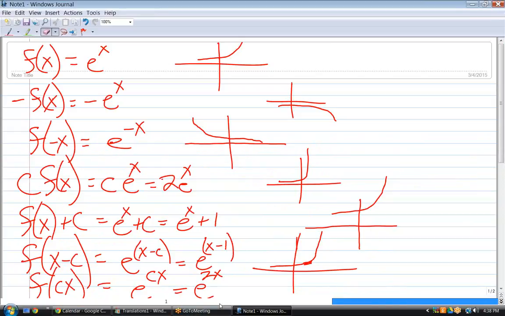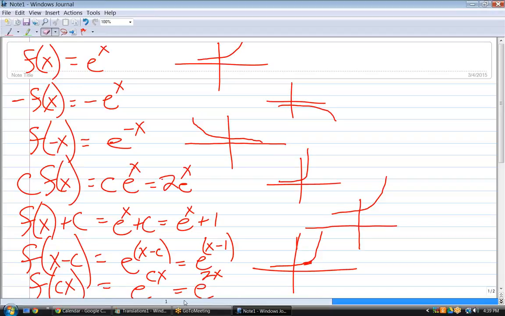And this is also a great illustration as to why f of x is better notation than y. If I use y here, well, I could still say minus y there, but I couldn't say y of minus x. I could say c times y, and I could say y plus c, but I couldn't say y of x minus c. So f of x is much more robust. It allows you to talk about each of the 6 translations that can be made.